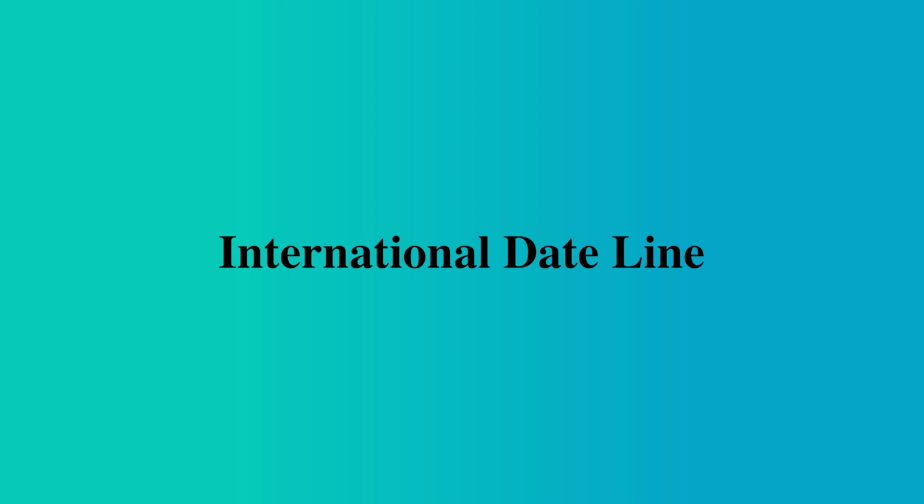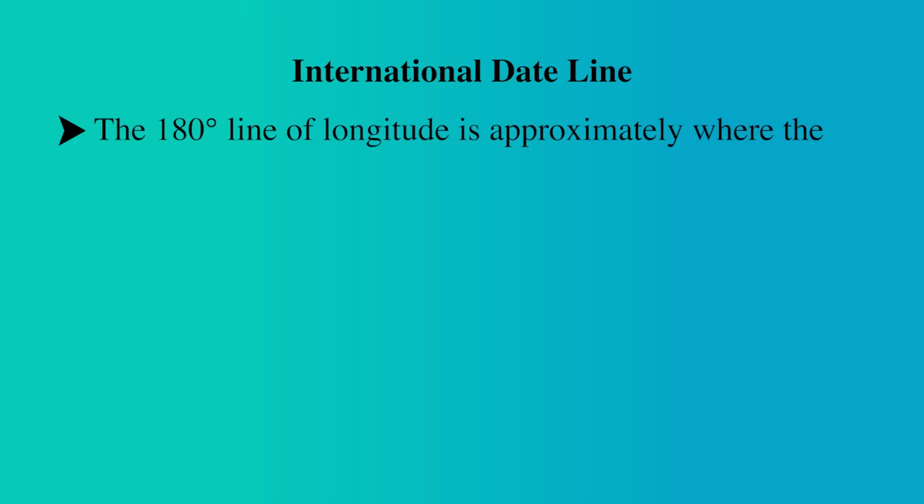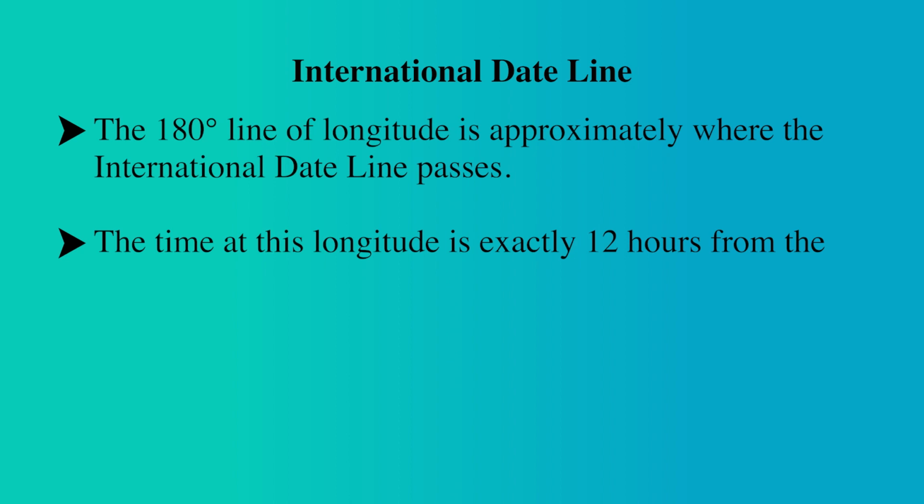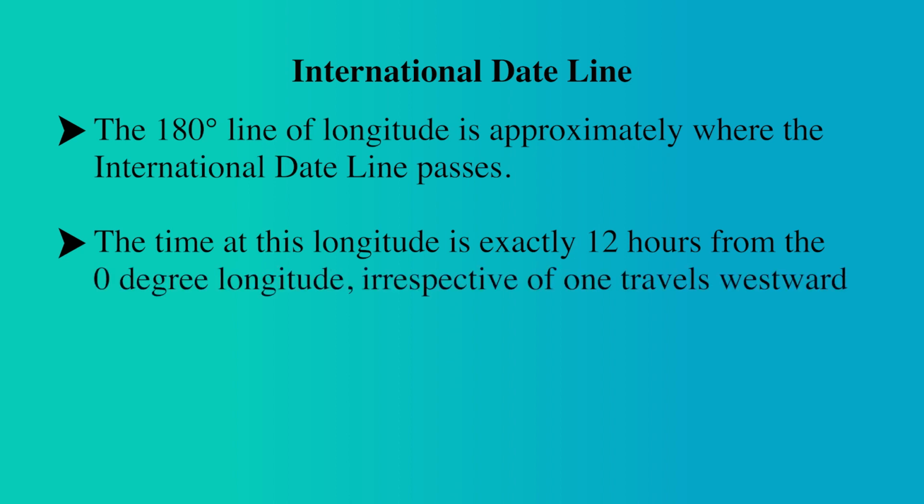Now we come to the concept of the international dateline. While the world is divided into 24 time zones, there has to be a place where there is a difference of 24 hours. Somewhere the day truly starts on the planet. The 180 degree line of longitude is approximately where the international dateline passes. The time at this longitude is exactly 12 hours from the 0 degree longitude, that is the prime meridian, irrespective of whether one travels westward or eastward from the prime meridian.